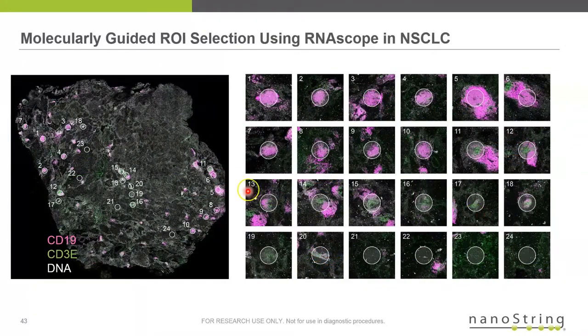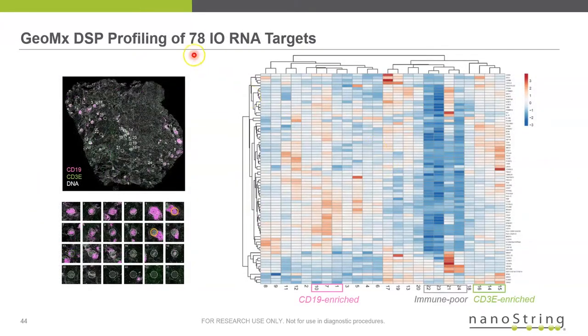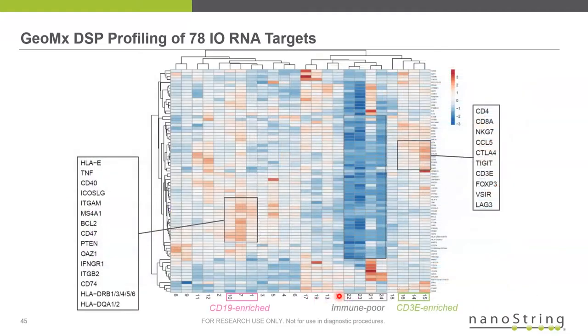So this visually shows that here we're staining with RNAscope probes for RNA expression of CD19 and CD3E. We're then selecting different regions of interest based on the expression of those RNAs and profiling. In this case, this is an early panel of 78 IO RNA targets, and you see immediately the heterogeneity within the samples. If you look at these immune poor regions, these CD3 enriched regions, and these CD19 enriched regions, you see very different profiles. And of course, you can then go in and start to dissect the genes within those different regions of interest and their relative expression.